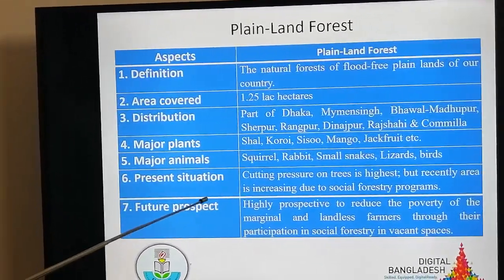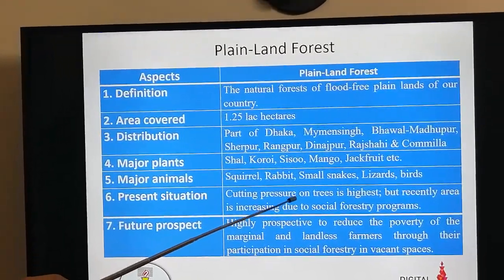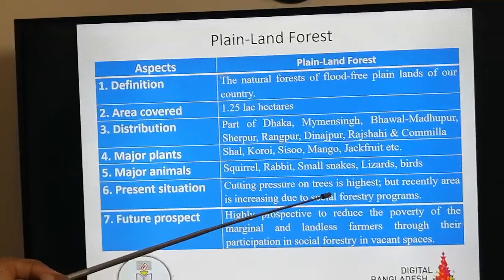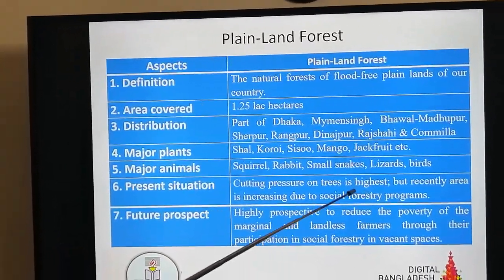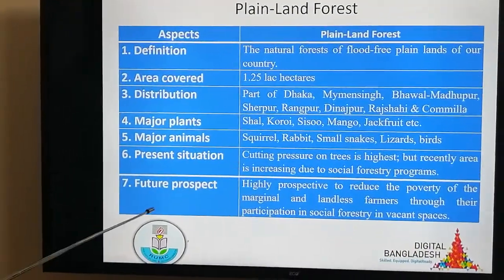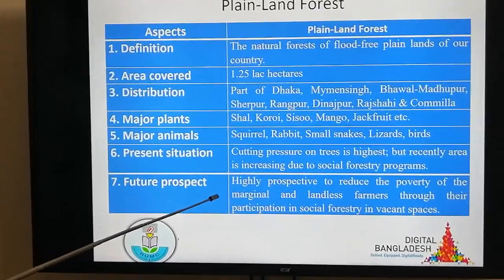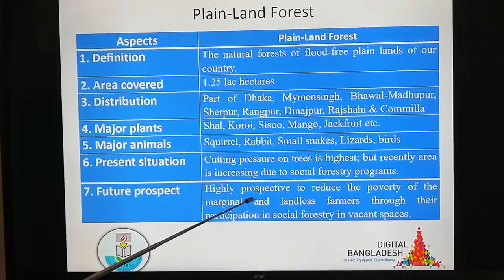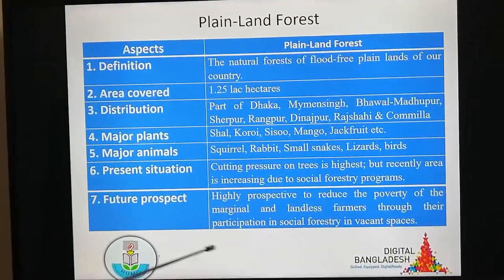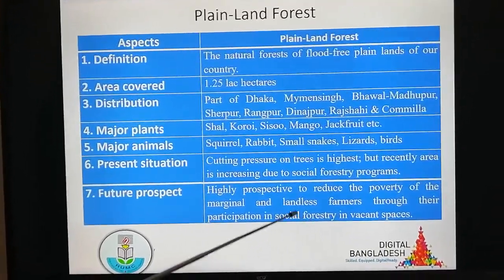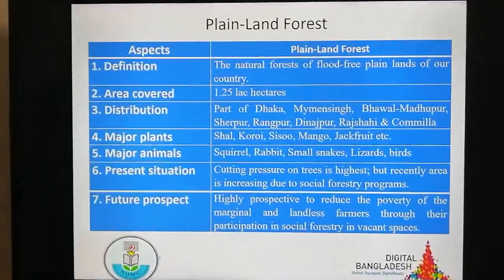What is the present situation of this plainland forest? Cutting pressure on trees is highest, but recently area is increasing due to social forestry programs taken by our government. What future prospect does this plainland forest have? Highly prospective to reduce the poverty of the marginal and landless farmers through their participation in social forestry in vacant spaces of the plainland forest.